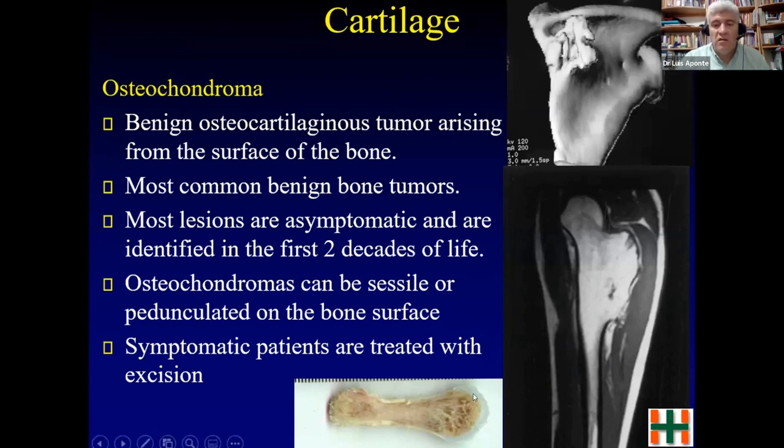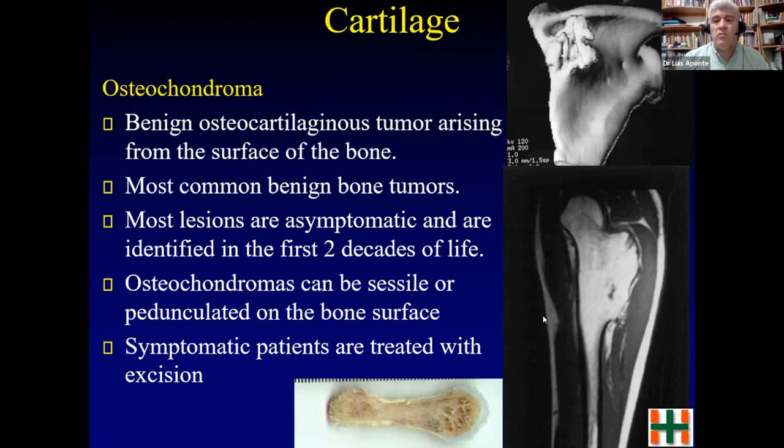You can see here, this is an osteochondroma we resected. This is a growing physis, and it grows like a tree, but the root is not there, it's in the upper part. It's the most common benign bone tumor. The enchondroma is the most common benign tumor of the hand, but this is the most common benign tumor of all, upper limb, lower limb. Most lesions are asymptomatic and are identified when patients are very young.